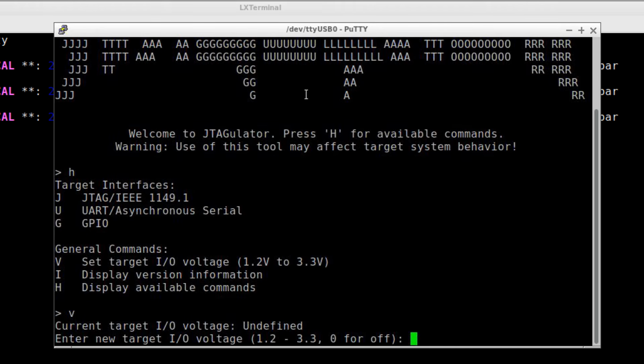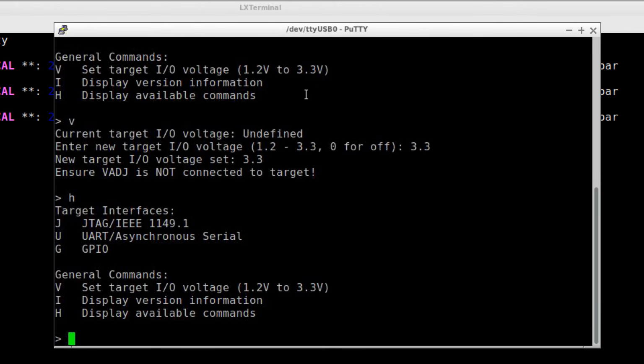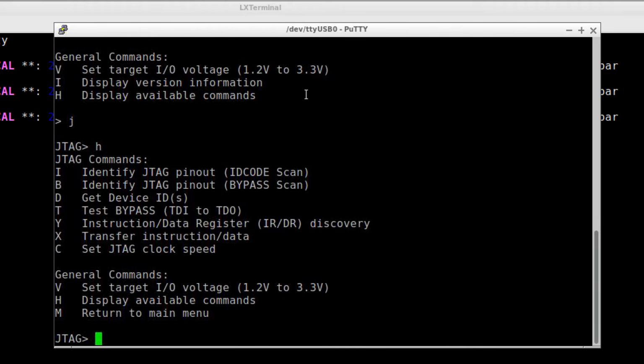Now we return back to our terminal emulator. We press V to set up the target voltage at 3.3 volts. This must be done before any other command. Then again we press H to list available commands, and we press J to enter the JTAG submenu, then H again to list the available JTAG subcommands. We have two options to identify the pinout.